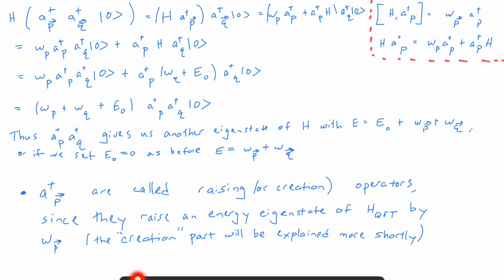It's very interesting. These a daggers, which were just introduced as a Fourier transform type thing of the phi operator and the pi operator, end up becoming significant. They're not Hermitian, so they don't correspond to any observable. But if I take a dagger sub p and hit the ground state of the Hamiltonian, I can keep getting new energy eigenstates. The a dagger sub p's are called raising or creation operators, since they raise an energy eigenstate of H QFT by omega p. And the word creation will be a little clearer in a moment.